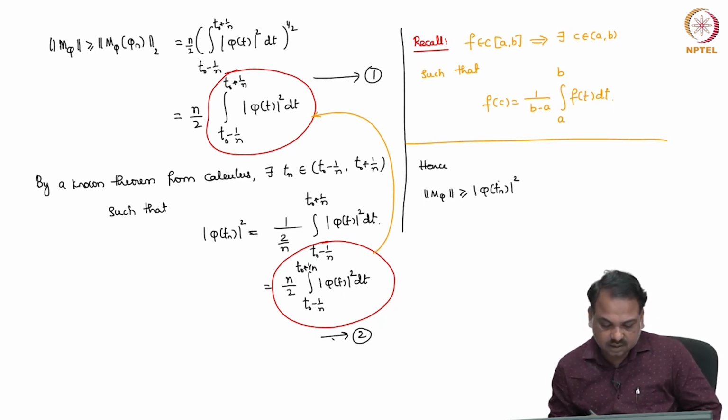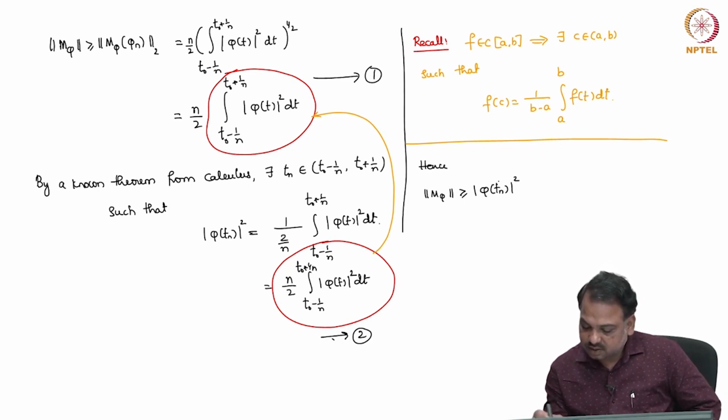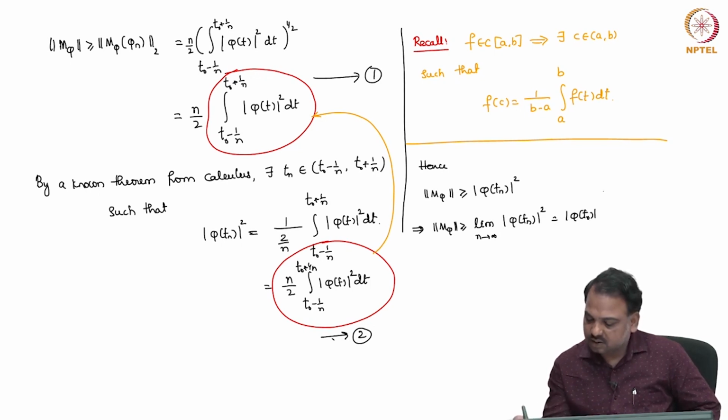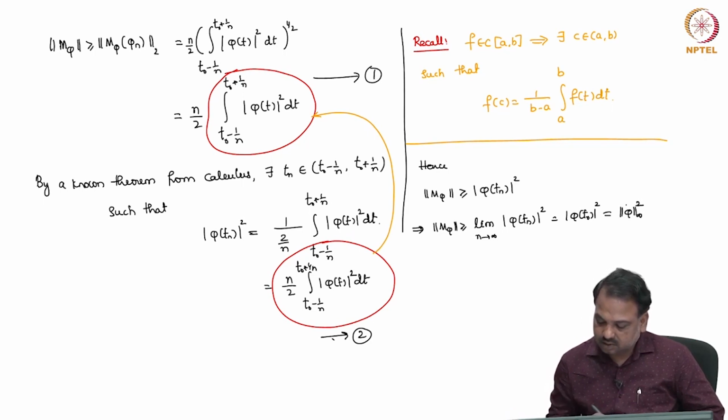Now tn's are coming from the interval t naught minus 1 by n, t naught plus 1 by n. As n goes to infinity, tn converges to t naught, and since phi is continuous, we can say that the norm of m phi is bigger than or equal to the limit as n tends to infinity of mod phi tn square, that is nothing but mod phi of t naught square, which is the sup norm of phi square.